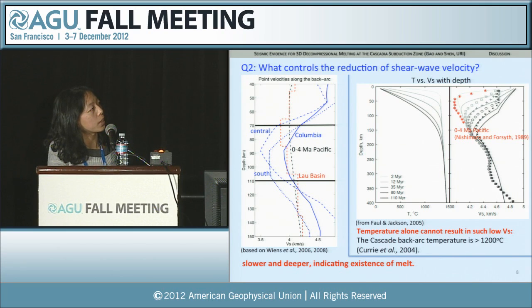This is just a quick example to show the relationship of temperature and shear wave velocity with depth. As we can see, to reduce the shear wave velocity to 4.0 kilometers per second at about 100 kilometers, we need the temperature to be at least 1400 degrees. This is much higher than the Backarc temperature in the Cascade. So the temperature alone cannot lower the shear wave velocity to as low as 3.6 kilometers per second at 100 kilometers.